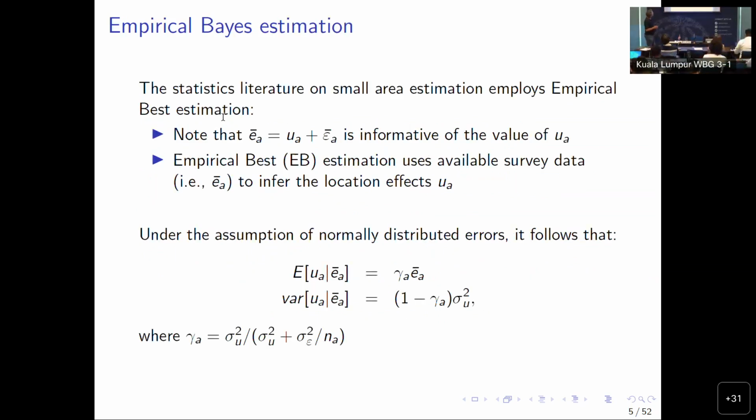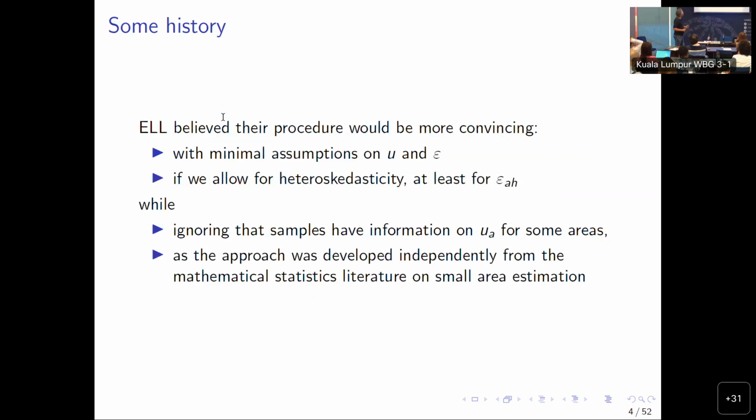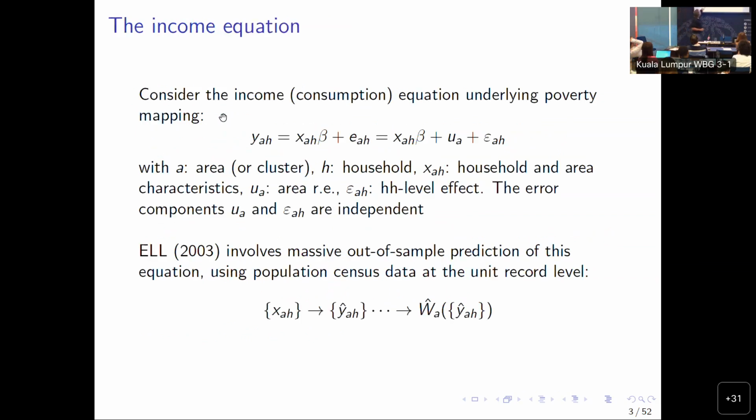Okay, so having said that, the statistical literature, which was mostly written with higher income countries in mind, adopts this empirical best prediction approach, and this just gives you a very brief overview of what that is. As you can understand, the total error term is this e_ah, which consists of the sum of the area error and the household-specific error.